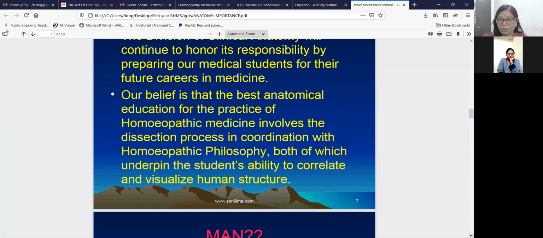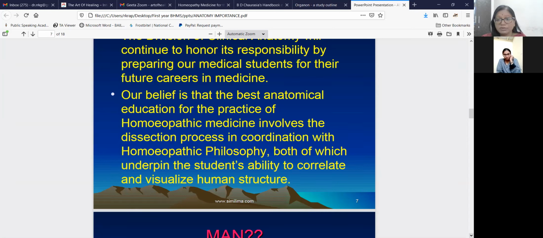Even though you're homeopathic students, that doesn't mean you're not going to study human anatomy. You have human anatomy, human physiology, pathology, preventive medicine, medicine, surgery, and gynecology as subjects. All the subjects which are taught in the MBBS are taught to you.